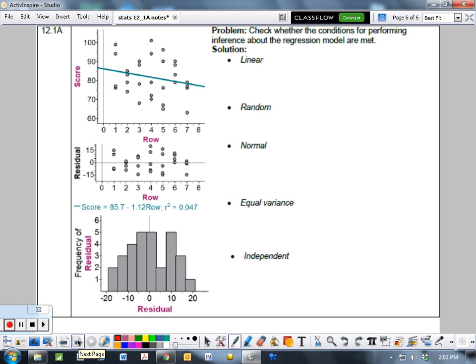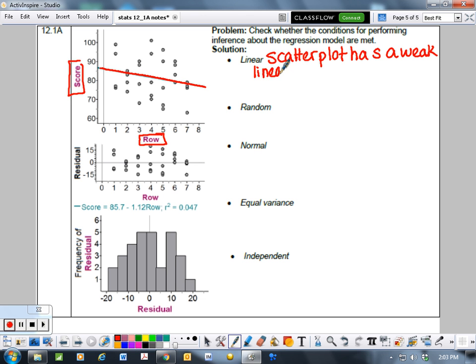So our problem, similar to what we're going to see, is we have this scatter plot. Again, the same problem: the seat row, so which row did the person sit in, their test score, and we have our line and our scatter. So we're looking to see, is it pretty linear? And so the scatter plot has a weak, because that's not a very strong, that's quite a lot of scatter, a weak linear, but it looks pretty linear. I'm not seeing any curvature to it. Linear pattern.